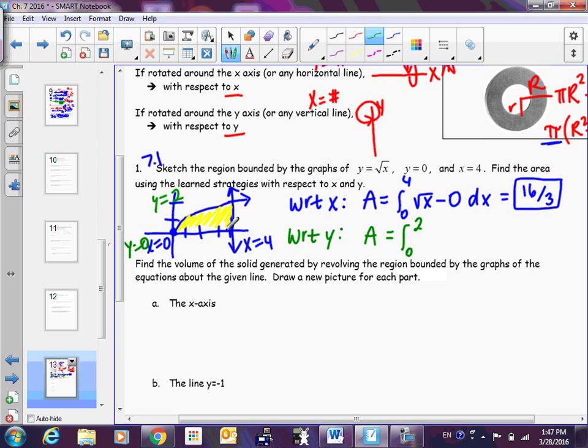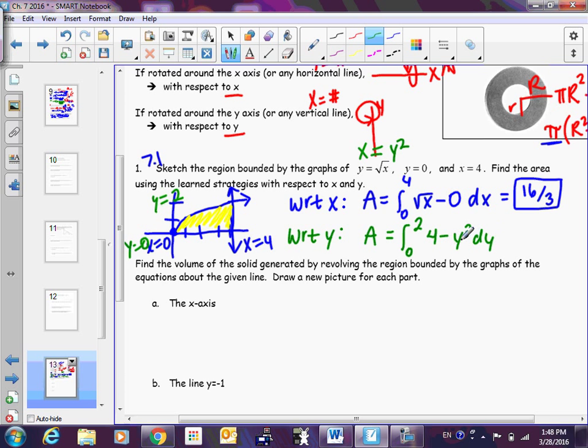All right, and then could we use square root of x? No, we can't. That's in terms of x. So you had to come up here and you had to say, what does x equal? X equals y squared. All right, and we still are not doing top minus bottom. So you're not doing y squared minus 0. What are you doing here? Yeah, or really 4 minus y squared.